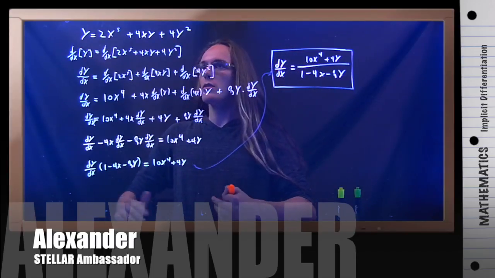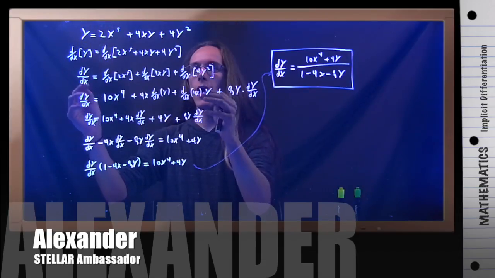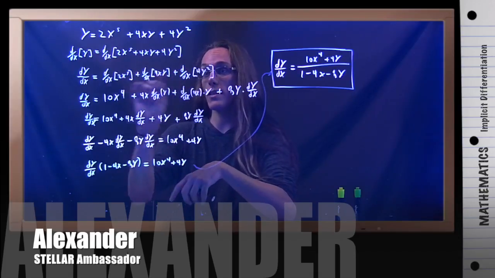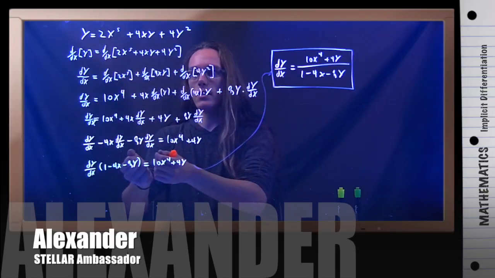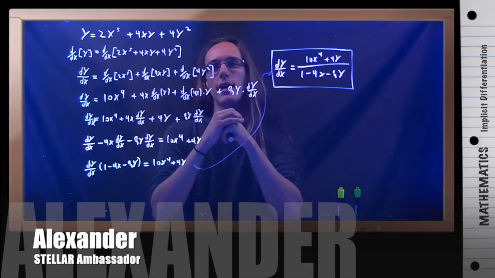So there we go. To do implicit differentiation, just take the derivative of everything and just be really careful with your chain rule and remember that y is a function of x everywhere you see it. Collect everything together, solve for your dy/dx, and there you go. That is this example.